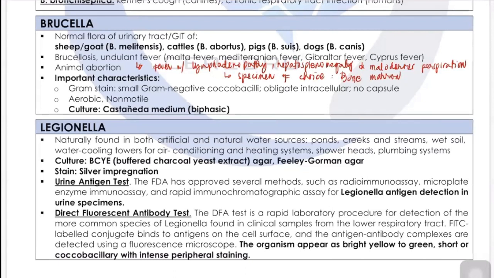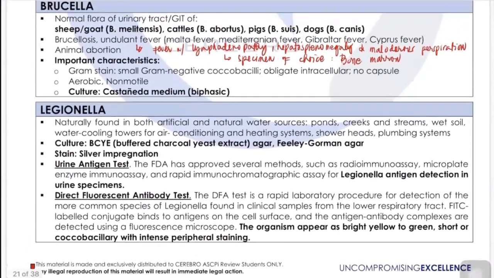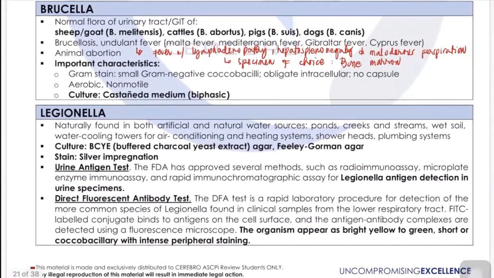Okay. Next, we have Legionella. Legionella is naturally found in both artificial and natural water sources, such as ponds, creeks, and streams, wet soil, water cooling towers for air conditioning and heating systems, shower heads, and plumbing systems. So it can be cultured on buffered charcoal yeast extract agar or Feeley-Gorman agar. Okay, so take note that this BCYE is a recall question: the agar for Legionella. So for this, we have silver impregnation stain.